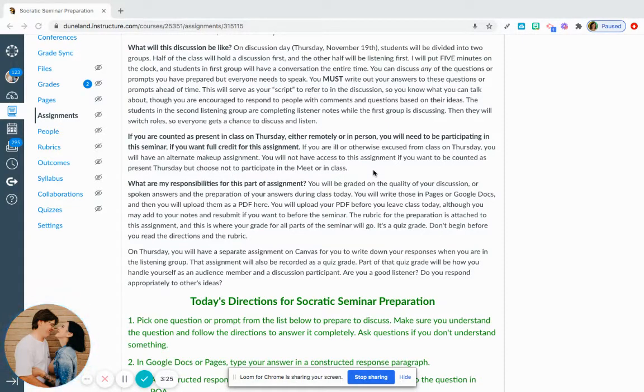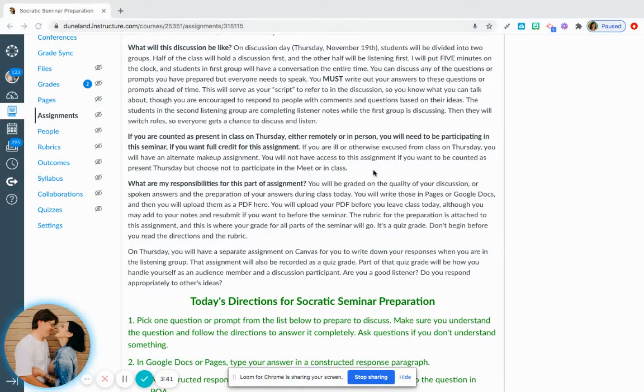What that's basically saying is if you are a remote student and you do not on Thursday come to the Google Meet to participate, you're not going to have access to this assignment. Part of it is being present in the discussion, whether you are remote or whether you are in person.